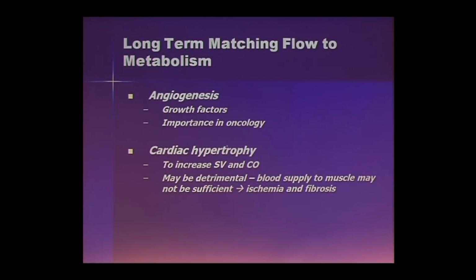How do we deal with long-term matching flow to metabolism? If your muscles grow, you better grow some blood vessels to deliver this extra blood. The problem is that with those growths that we don't want, such as tumors, one of the very, very important areas of investigation in tumor biology is angiogenesis in tumors.